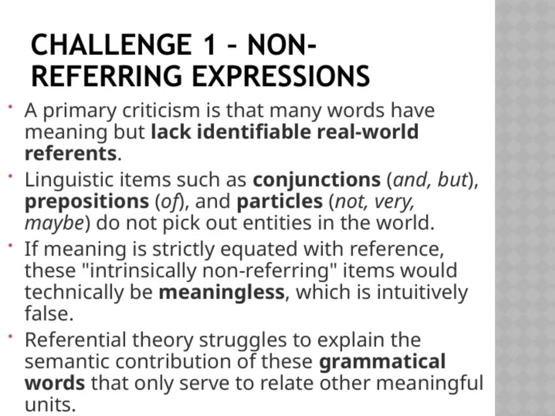A primary criticism in understanding meaning is that many words have significance but don't actually refer to anything in the real world. For example, linguistic items like conjunctions such as and or but, prepositions like of, and particles like not, very or maybe don't pick out specific entities or objects around us. Instead, they serve grammatical functions, connecting or modifying other words.